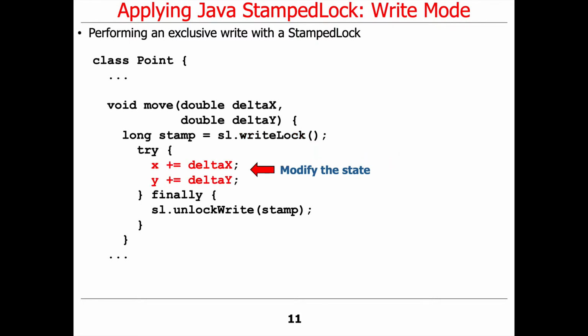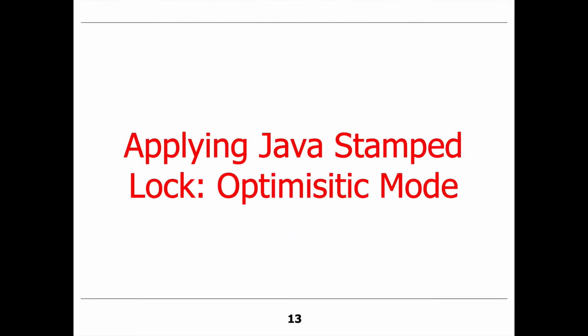The next thing we do is we go ahead and atomically modify the state, adding delta x to x and delta y to y. Finally, we go ahead and release the lock, thereby allowing other readers or writers to proceed. Let's take a look at how we might apply Java StampedLocks in optimistic mode.